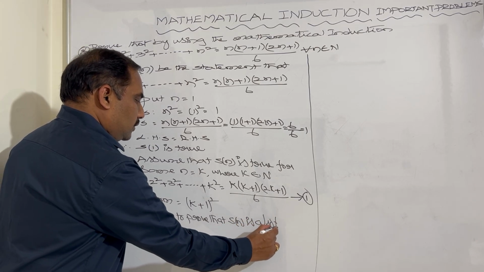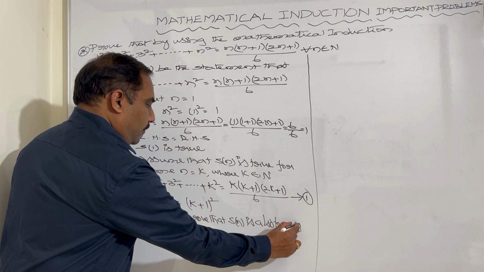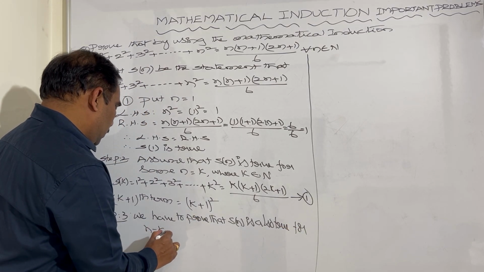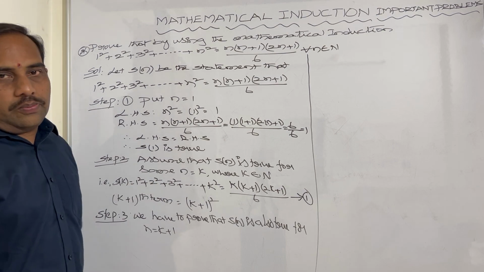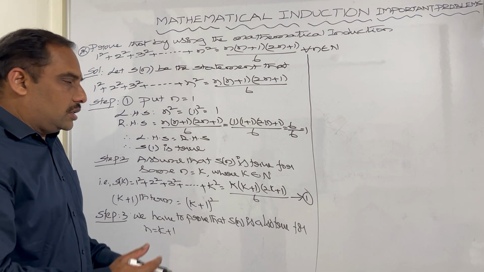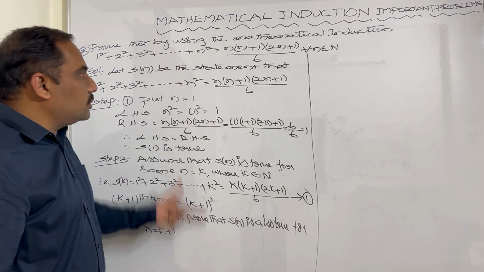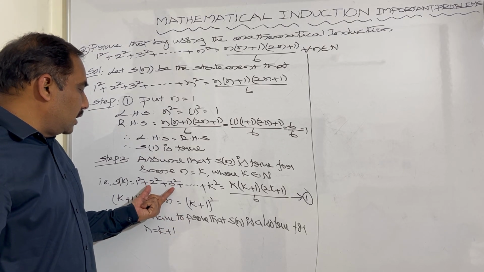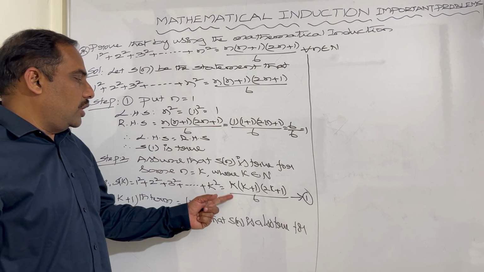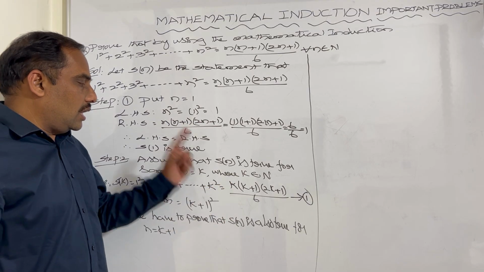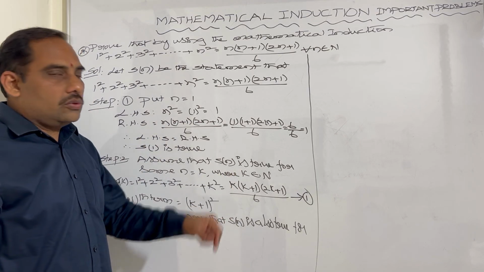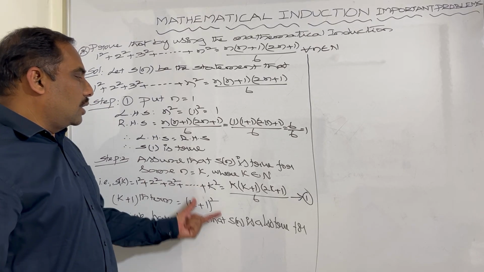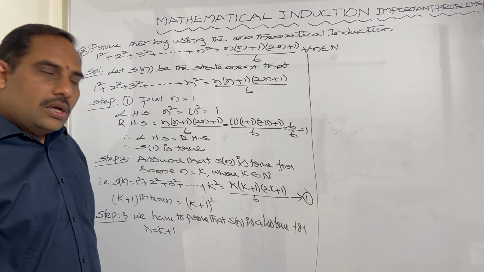S of n is also true for n is equal to k plus 1. Now for this purpose, how to prove that the given statement is also true for k plus 1? It means wherever k is there in the S of k, we have to get k plus 1. Then we can say that the given statement is also true for k plus 1.